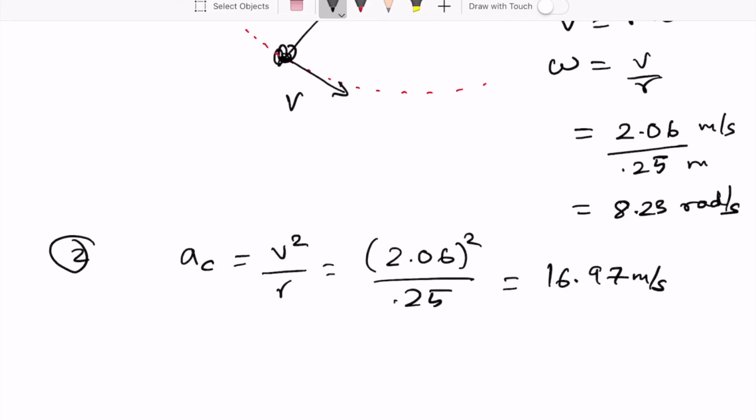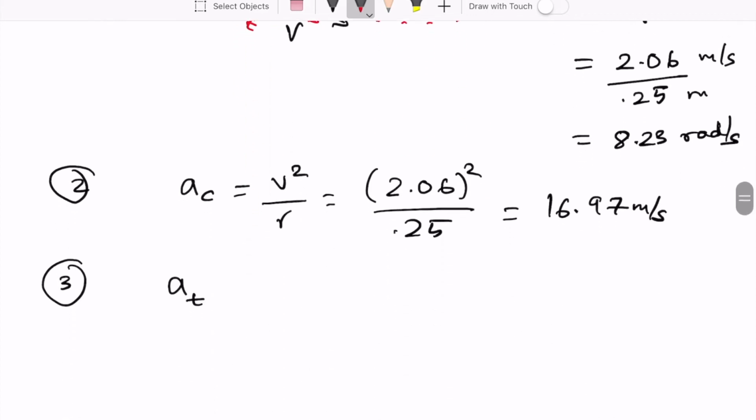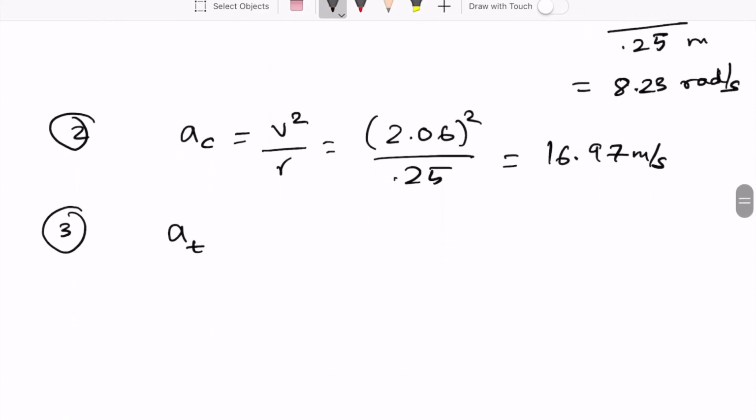All right, so question number 3 is, what is the bob's tangential acceleration? The centripetal acceleration points towards the center of the circle, obviously. The centripetal acceleration would be in this direction. And since the bob is speeding up as it's going downward along the circle, it also must have some tangential acceleration, because this V, 2.06 meters per second, would not be the same. It would keep increasing, right? So there has to be some acceleration in the tangential direction, and that's AT. So AT, how do we find that?